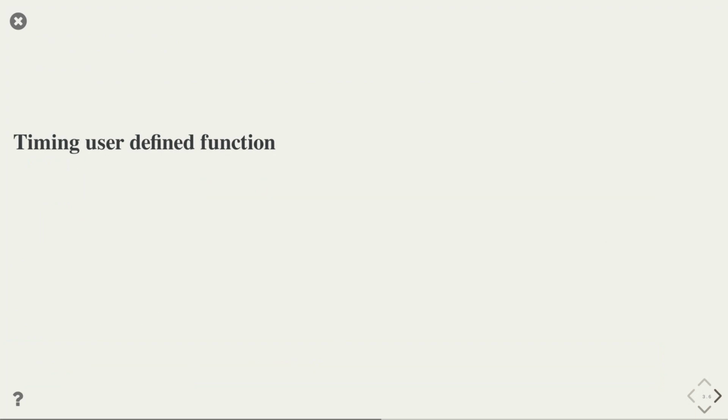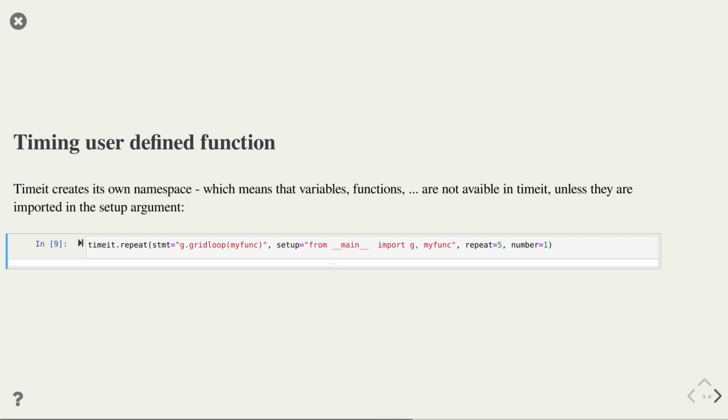When using timeit for your own user-defined function, like in the example above, you will experience that timeit produces an error. The reason is that timeit creates its own namespace, which means that any variables or functions or classes that you have defined outside are not directly available in timeit. In order to make them available, you need to import them in the setup argument.